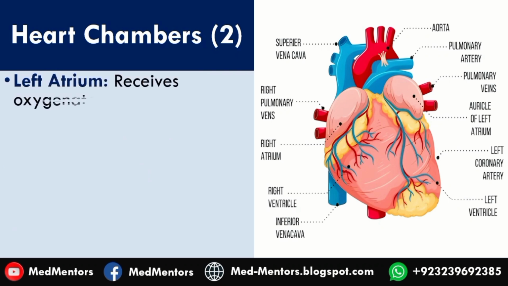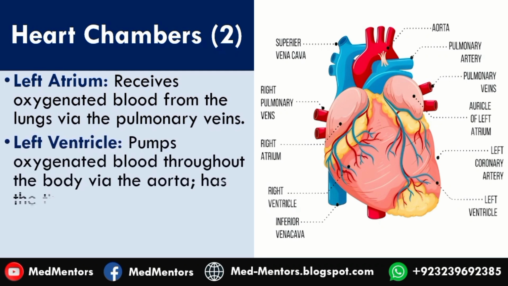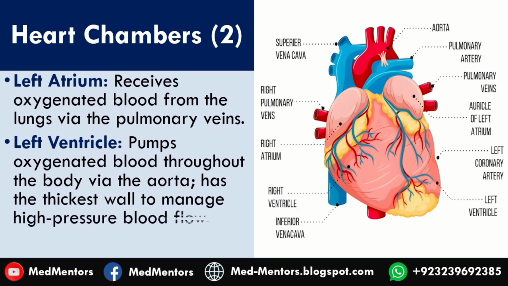The left atrium receives oxygenated blood from the lungs via the pulmonary veins. This blood is now rich in oxygen and ready to be circulated through the body. Left ventricle pumps oxygenated blood from the left atrium throughout the entire body via the aorta. It has the thickest muscular wall to generate the high pressure needed for this task.